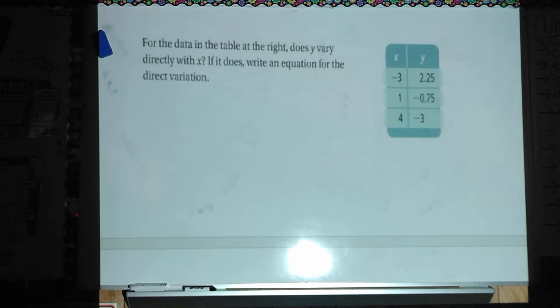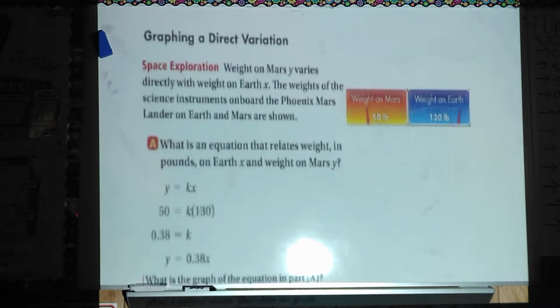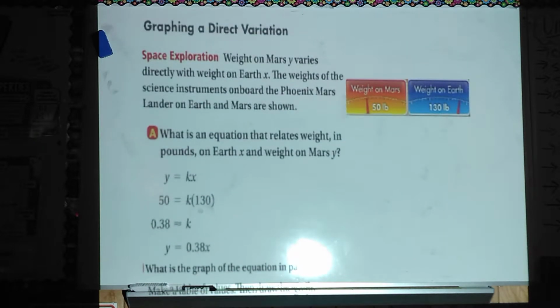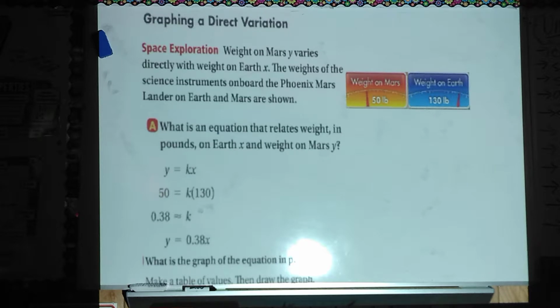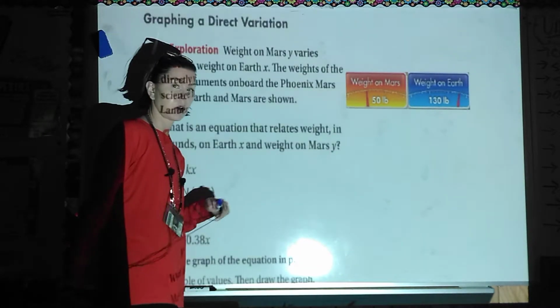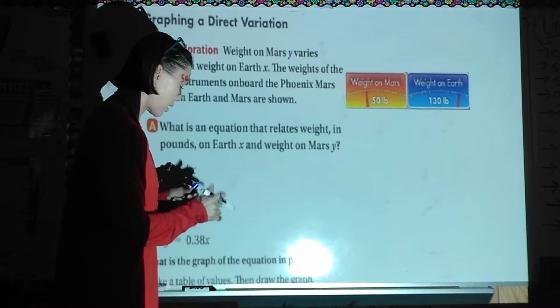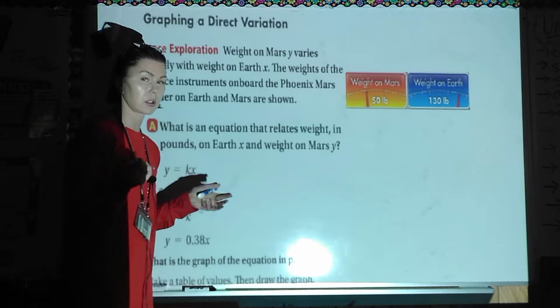Okay, so now a word problem comparing. We're going to graph a direct variation, talking about weight on Mars versus the weight on Earth.